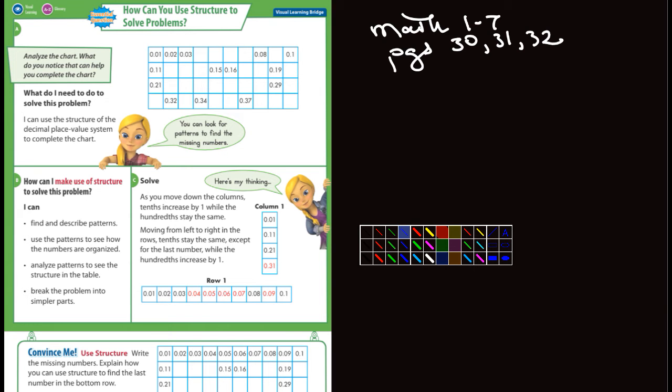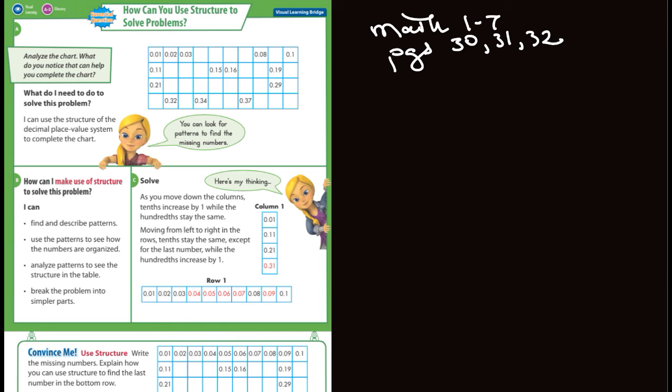And they're talking about this chart right here. They're having us take a look at that. And it says, analyze the chart. What do you notice that can help you complete the chart? It says, I can use the structure of the decimal place value system to complete the chart. So you should remember that.